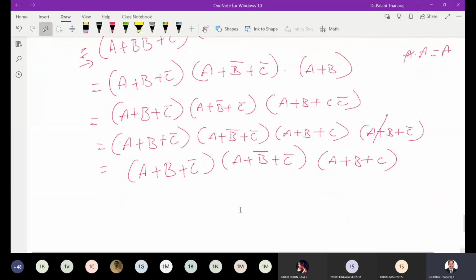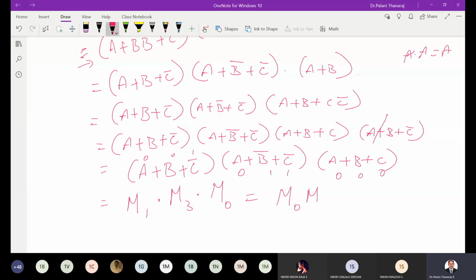Able to follow? Let me complete this class by giving the final expression. Now I can write it in max terms. In a POS, a variable is 0. So 0, 0, 1. This is 0, 1, 1. This is all zeros. So this is M1, M3, M0. Do you agree? I can rewrite it in a better way, like this: capital M, 0, 1, 3.